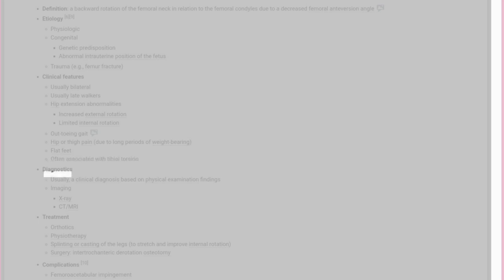Diagnostics: usually a clinical diagnosis based on physical examination findings. Imaging: X-ray, CT/MRI. Treatment: orthotics, physiotherapy, splinting or casting of the legs to stretch and improve internal rotation. Surgery, intertrochanteric derotation osteotomy.